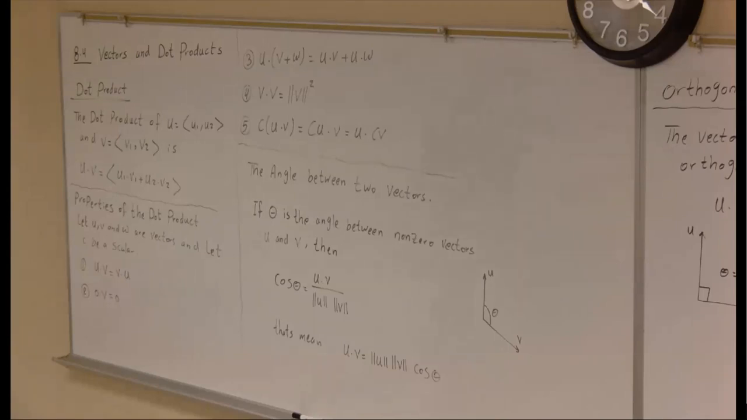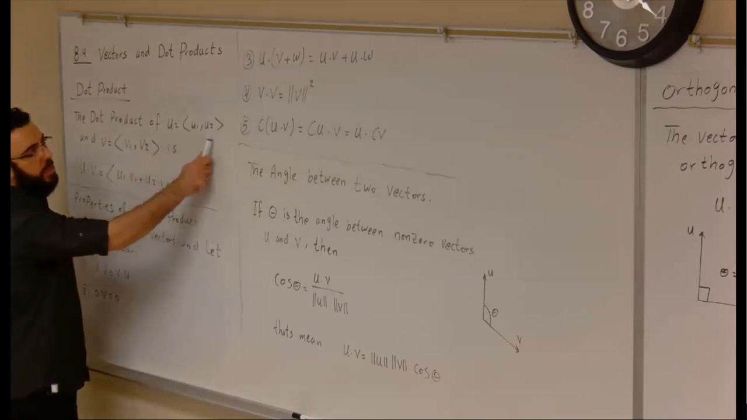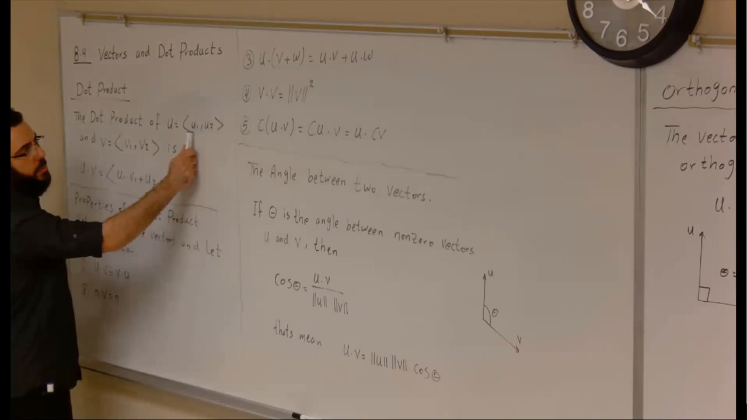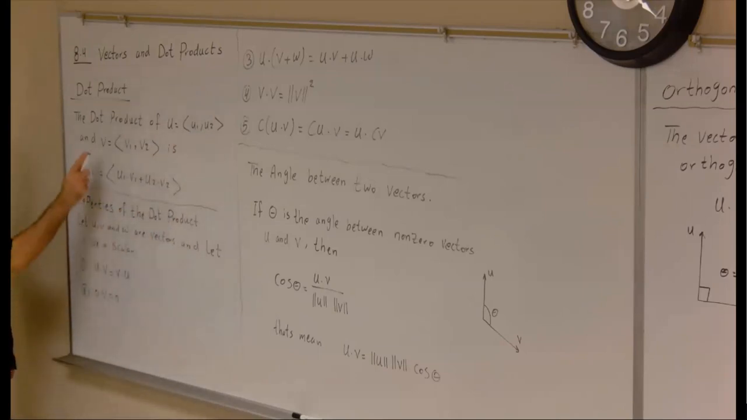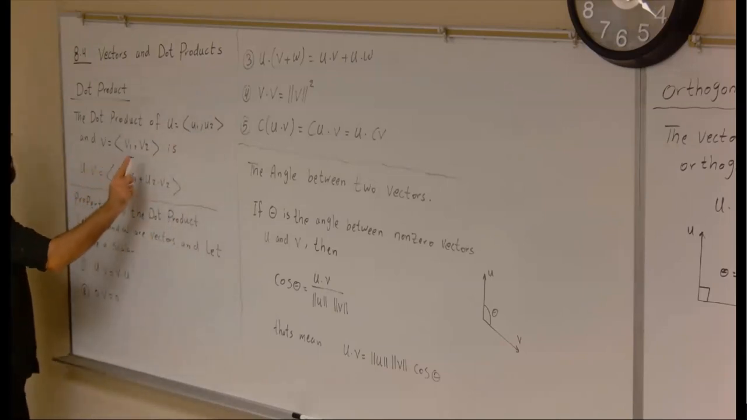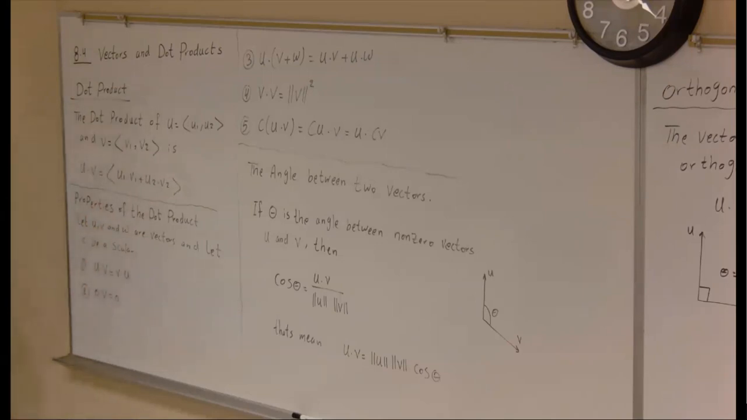So if we have two vectors, u and v, remember this is the component form of the vector u. Here is the first component, the second component. And here is the vector v, the first component and the second component. The dot product between these two vectors has many applications. We're just going to study how to find the dot product and how we're going to find the angle.